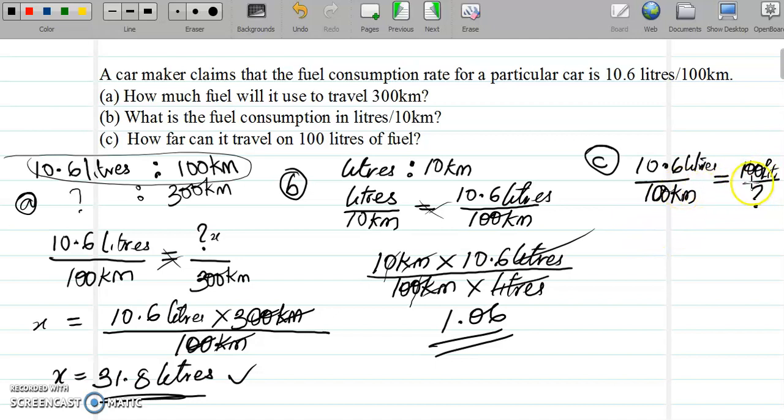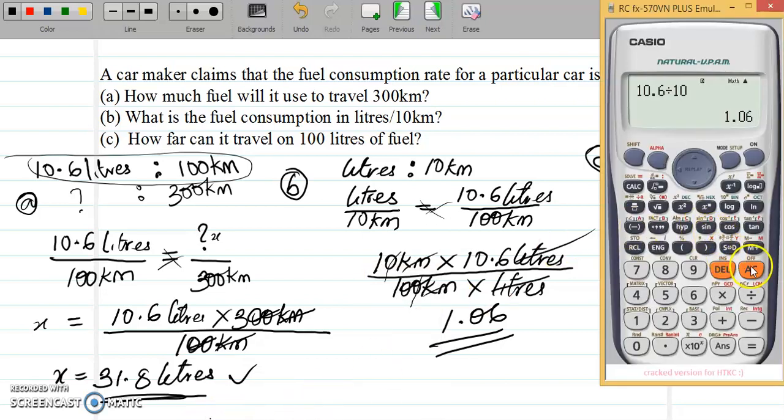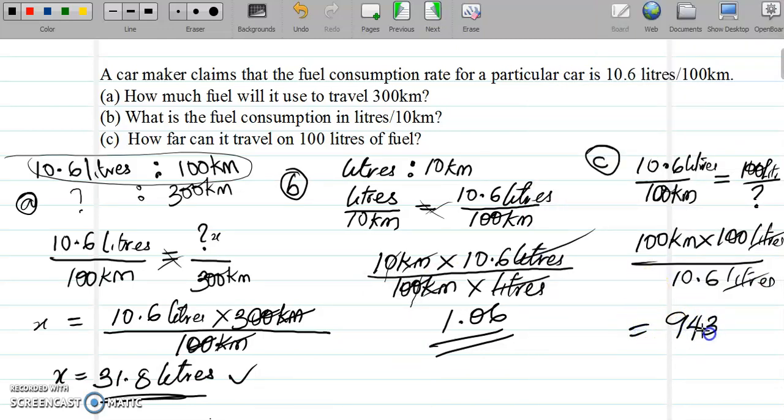So this gives us 100 kilometer multiplied by 100 liters, divided by 10.6 liters. Okay, so liters cancel liters. This will give us 100 multiplied by 100, divided by 10.6, and that gives you 943, a whole number. So that gives you 943 kilometer. So that's how we solve the problem.